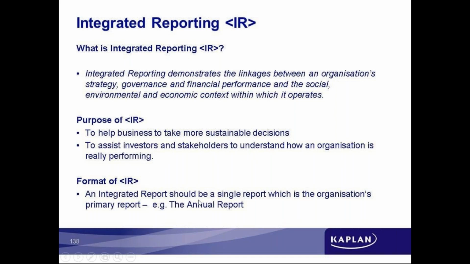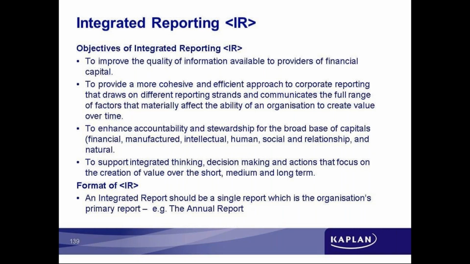Right? So format: an IR should be a single report, which is the organization's primary report. So like I said, traditional annual report will have few financials, but now in IR we bring in a lot of other information. The objectives: to improve the quality of information available to providers of financial capital. So they get a 360 view. To provide a more cohesive and efficient approach to corporate reporting that draws on different reporting strands and communicates the full range of factors that materially affect the ability of an organization to create value. Enhance accountability and stewardship. So that's another key objective for the board, for the broad base of capitals.